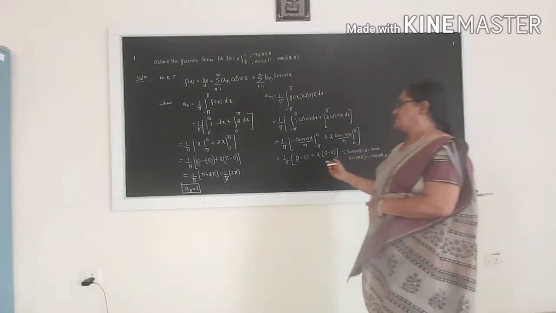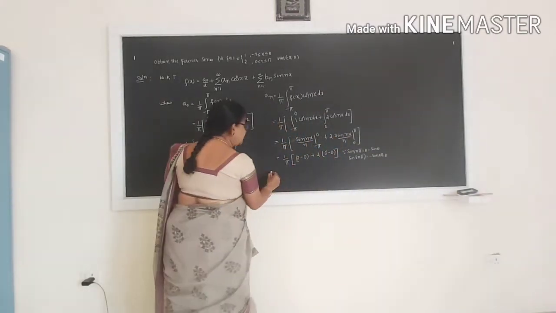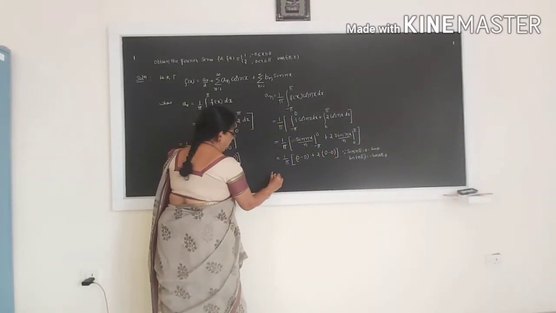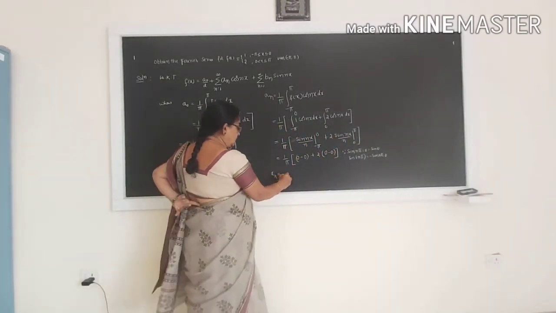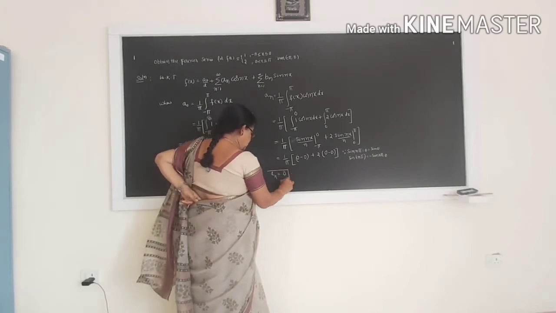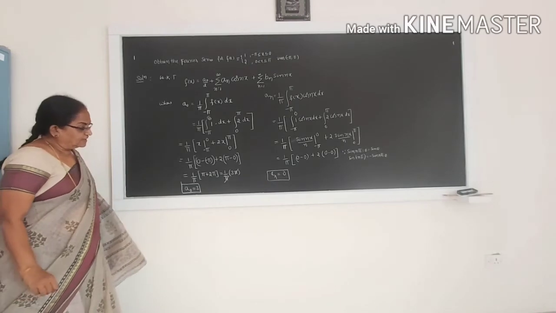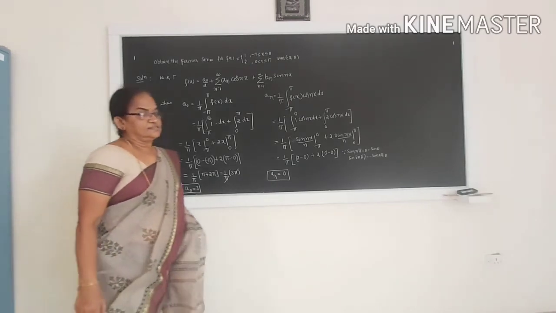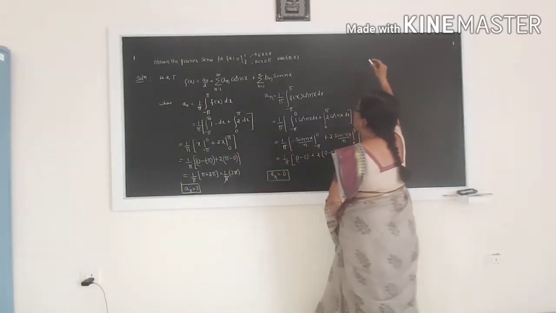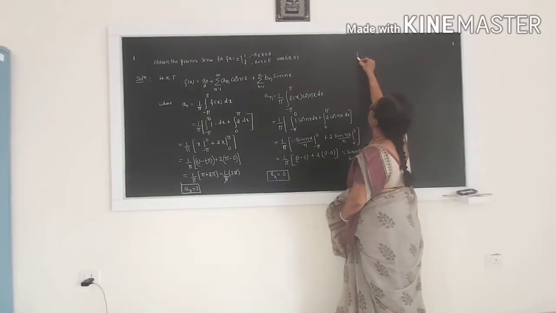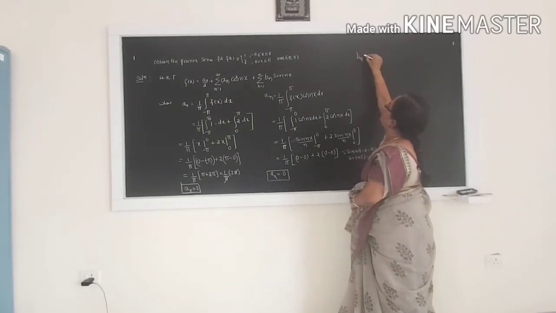Okay? For this reason, now I am getting the value of an as how much? It is equal to 0. Here I am getting the value of a naught as 3 and an is equal to 0. Now I want to find out the value of bn.